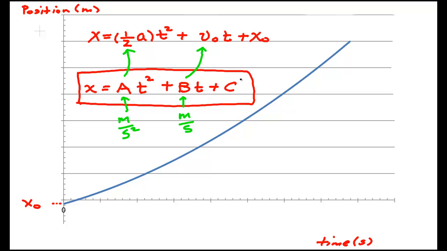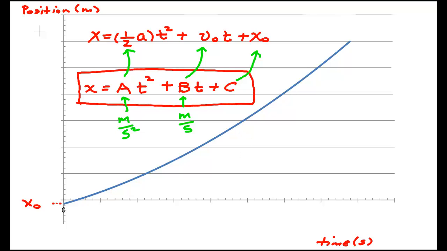Likewise, this c is x naught, the initial position of the object. So by fitting a parabola of this and getting these three coefficients and knowing about what this graph has to tell us, we can find x naught, v naught, and 1/2 a.